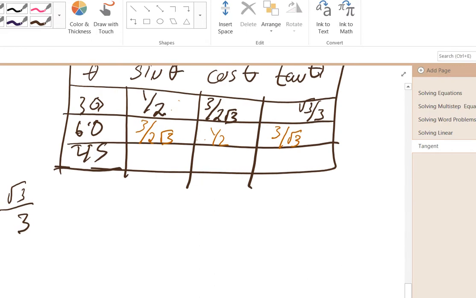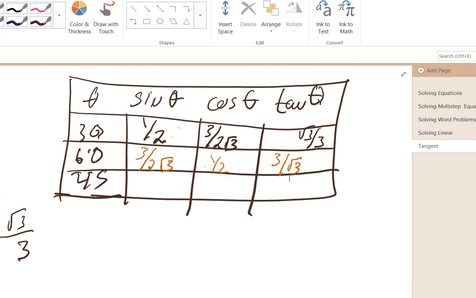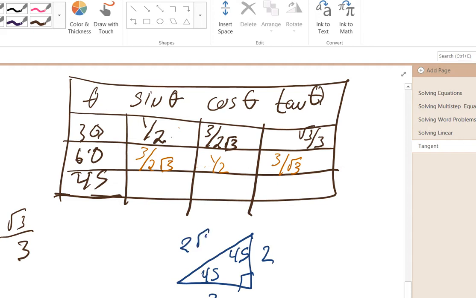Now we got to do the 45 degree one. So let's take a look at that one. That one looks like this. Here's my right angle. Here's 45. Here's 45. And let's see, they put 2 here, and 2 square roots of 2 there. So now we'll go ahead and do that ratio and finish this problem off.